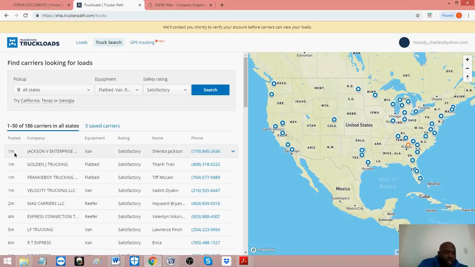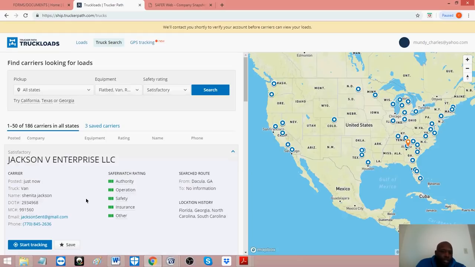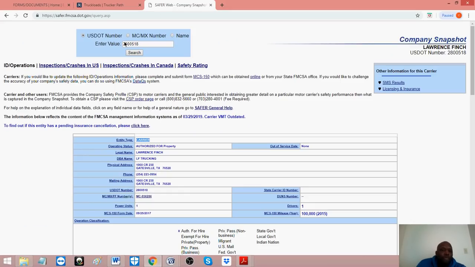So here's another one, Shanita Jackson. She has a van, Jackson Enterprises. So let's look that one up real quick. And this is how you vet out carriers to make sure they're not part of brokerages. They posted a minute ago, and then you just do the same process, either DOT or MC, copy DOT, paste, and then we'll see after it thinks. So she has two power units, one driver. They're in Georgia. They posted a minute ago. They're just a carrier, so you don't have to worry about that.